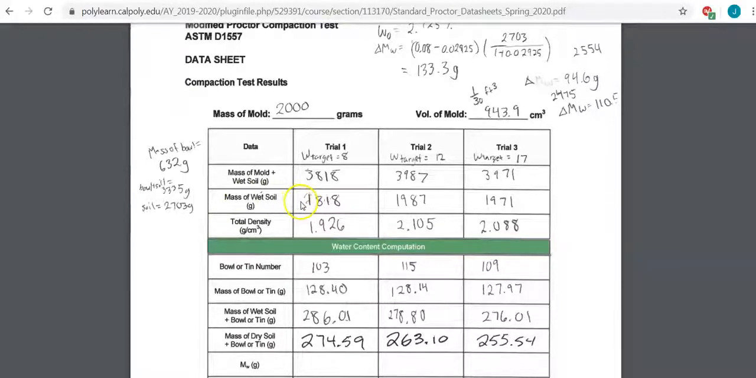So this is the mass of the soil that fills the volume over here, and then we can compute the total unit weight or the total density, and that's what's done down here. Okay, so we have that.